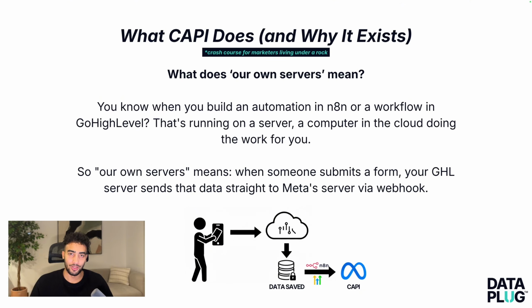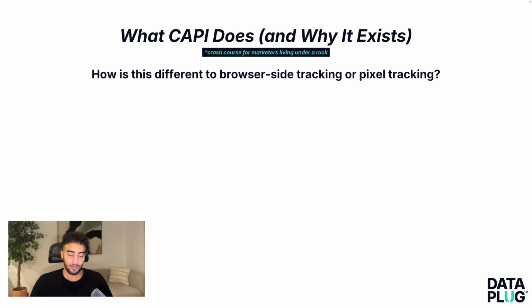So our own servers technically means, for example, when someone submits a form, your GHL server sends the data straight to Meta's server via webhook. That's the meaning. The literal meaning of running something on your own servers is literally just a computer in the cloud. Now the question is, how is this different to browser-side tracking or pixel tracking?